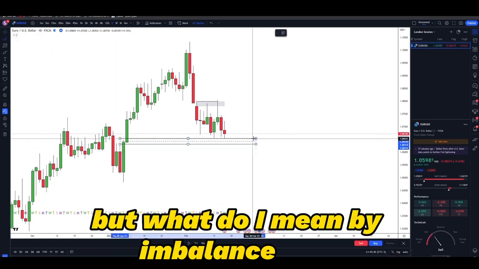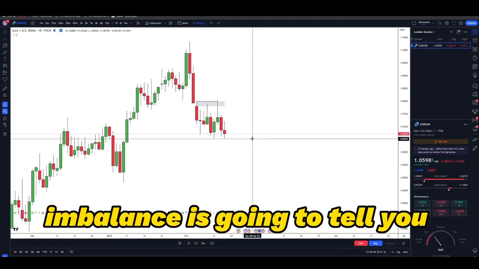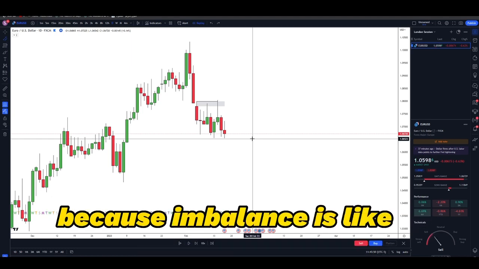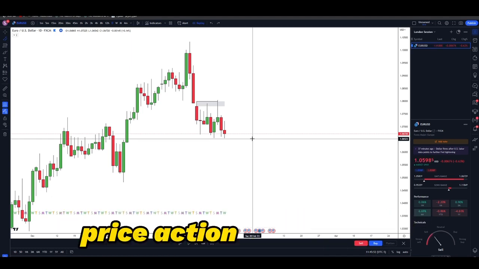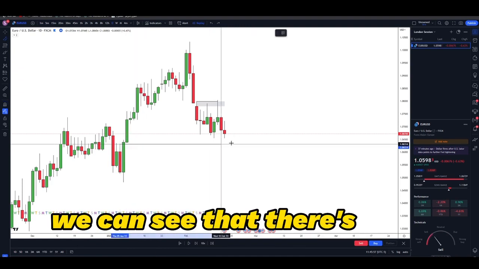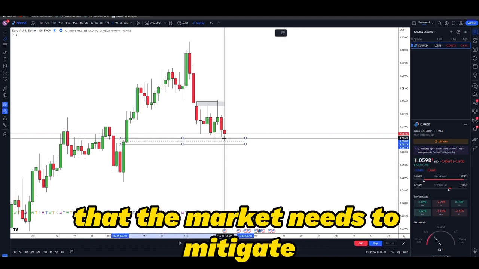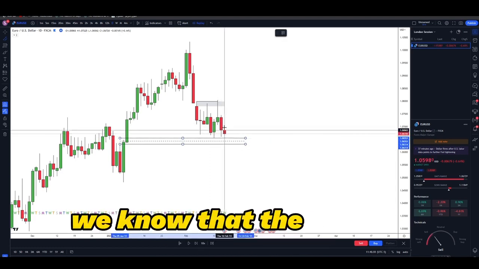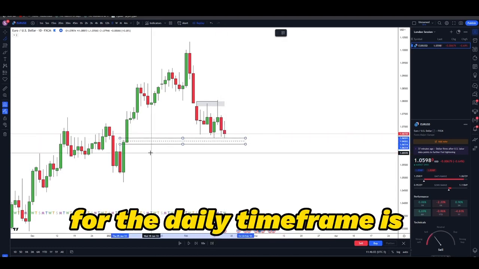But what do I mean by imbalance? Well, imbalance is going to tell you where price is heading, because imbalance is like a magnet to price. Price action is attracted towards wherever the imbalance is, and in this case we can see that there's a lot of imbalance that the market needs to mitigate. So in this case, we know that the overall bias for the daily time frame is short.